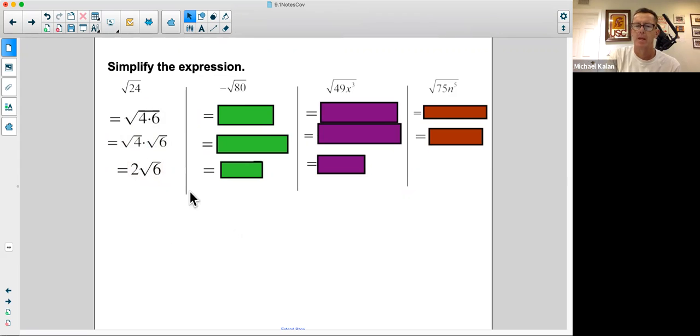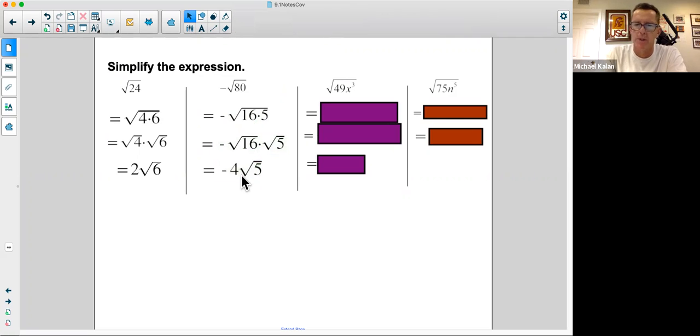Now notice this negative sign's on the outside of the square root, so we're just dealing with the square root of 80 here. So what's one way of doing this? Well, the best way would be to look for the biggest perfect square factor that goes into 80. You may not recognize them, and that's okay, but 16 actually goes in. So you might write it like that first. And then you can split it, and then you can take the square root of 16, which is 4. Remember, this negative is just sitting there waiting to be slapped on at the end. So it's negative 4 root 5. Okay, then a couple of variables here.